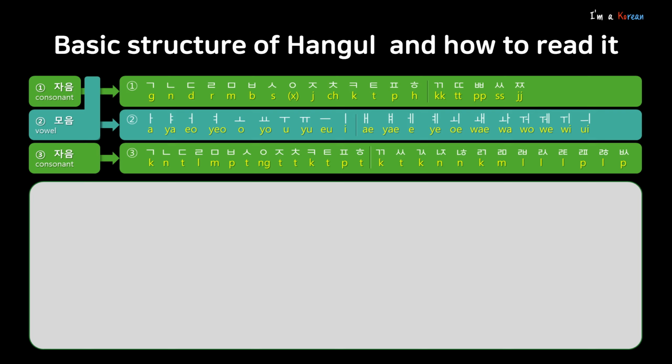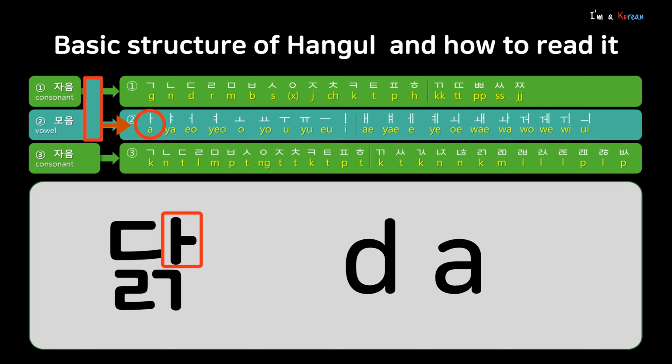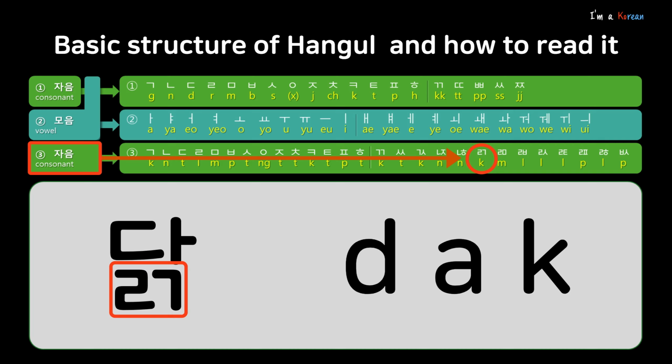Let's work on a slightly difficult character one last time. Shall we find the English spelling and read it? It may seem difficult, but it is the same as before. The consonant, digeut, is d. The vowel, a, is a. And the final consonant, rieul-giyeok, is k. Combining these gives the pronunciation, dak.